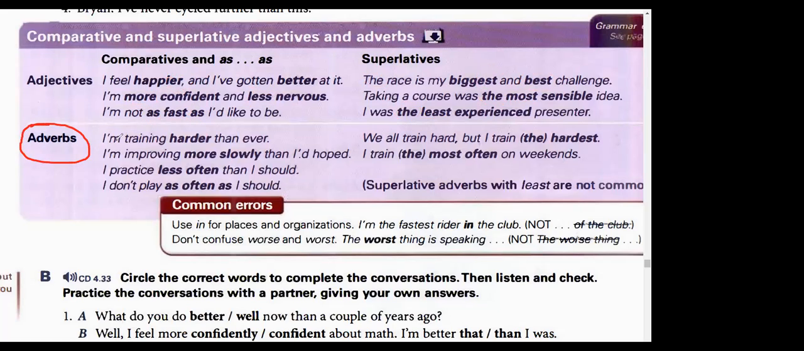And we can do the same with adverbs. I'm training harder. This is another hard. And that adverb in a comparative form, harder than ever. I am improving more slowly than I hoped. I practice less often, another adverb. I don't play as often as I should. And we all train hard, but I train the hardest. I train the most often on weekends. And that's what we have in lesson B.